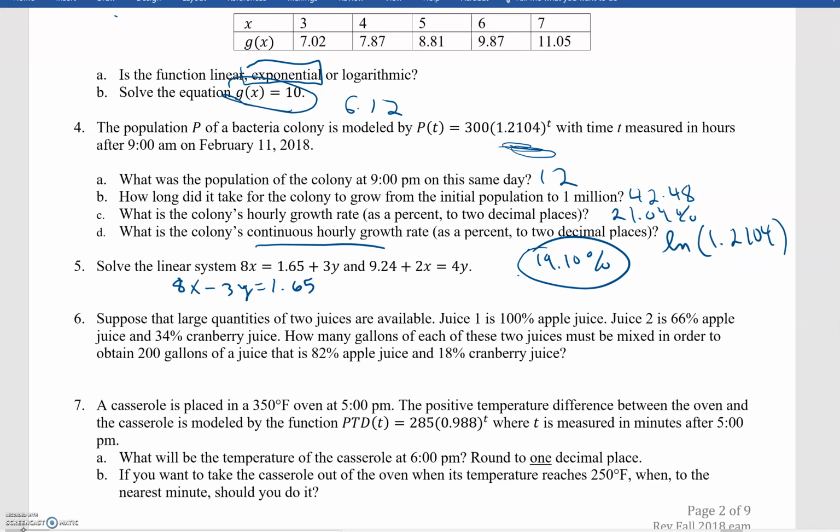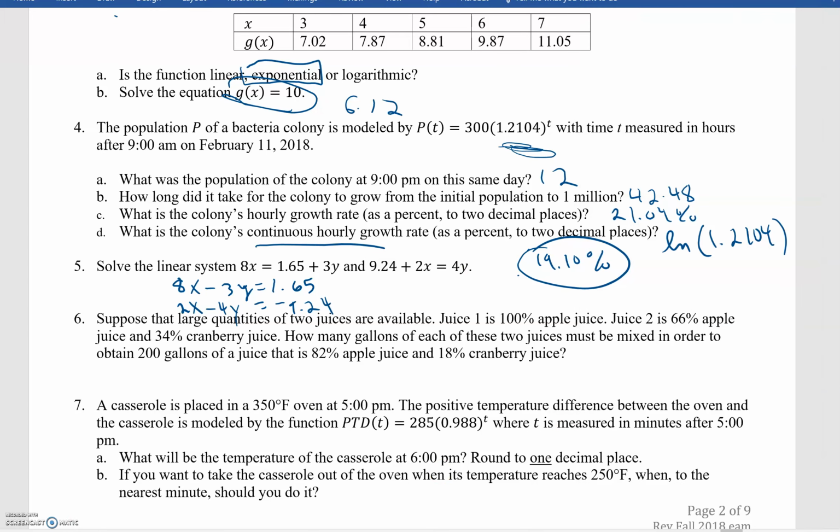Now I'm putting the x first. It doesn't really matter. I could have put the y first. 2x minus 4y equals negative 9.24. So make sure you understand why all these are positive or negative and how I move things around here. And then we'll go to our calculator.